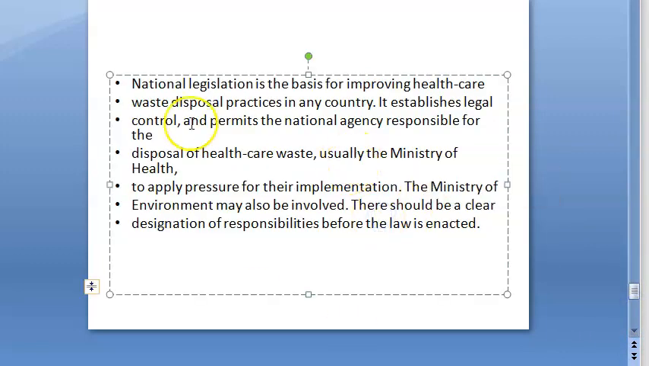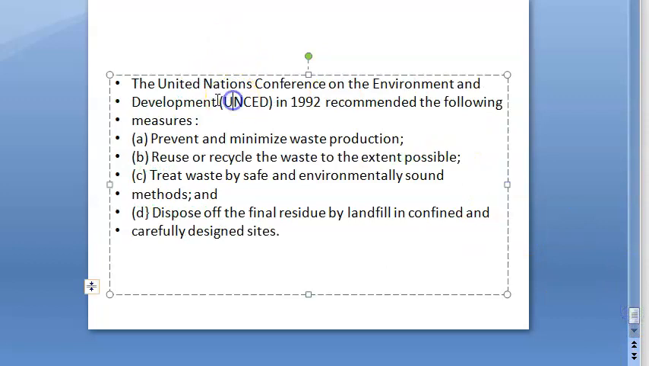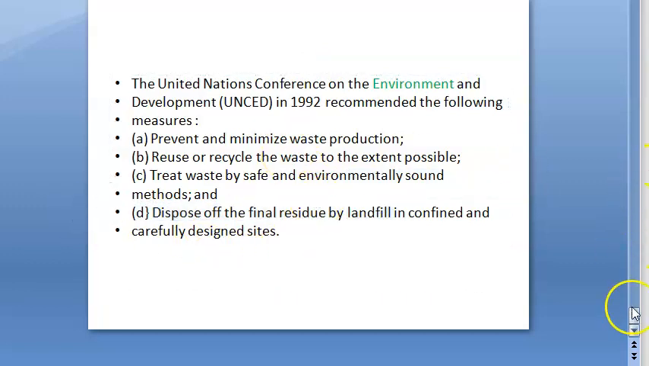Then there is a lot of legislation for waste disposal practices, from the Ministry of Health, Ministry of Environment, etc. According to UNCED, the United Nations Conference on Environment and Development, you should try to reduce the production of waste, reuse and recycle, treat it by safe methods, and dispose of the final residue in confined, carefully designed sites. First, reduce the production of waste. So this is what we want to look at in this video.